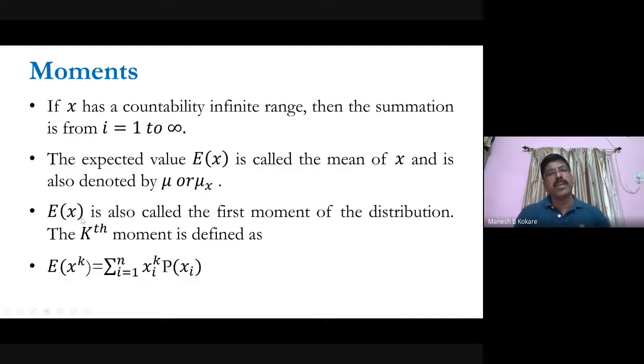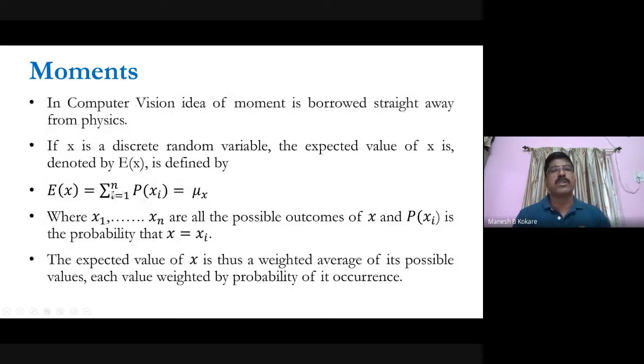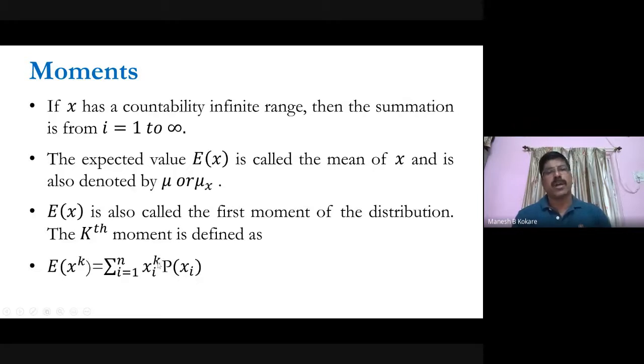So the expected value E of x is called the first moment of the distribution, and the kth moment is defined similarly. It may be the first moment, second moment, third moment, and so on. The general formula for the kth moment is the expected value of x raised to k, where k appears in x_i raised to k. Earlier your expected value was this one; now the formula is modified with the kth moment, x raised to k, and here also x_i raised to k.